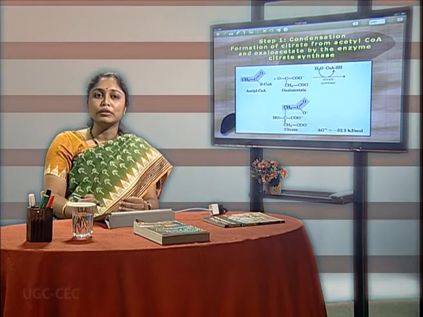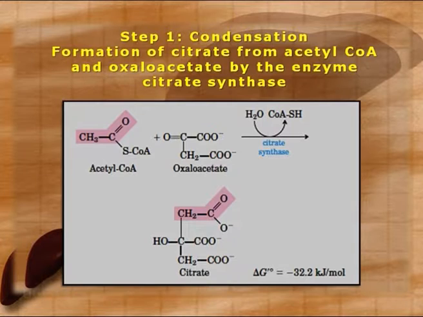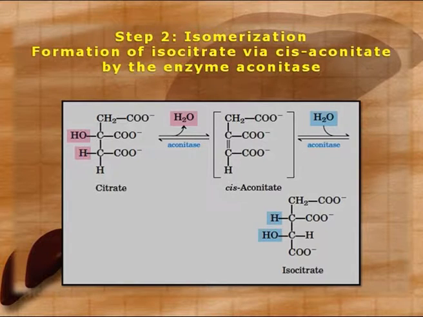The first step involves condensation of one molecule of acetyl-CoA with one molecule of oxaloacetate, and the reaction is catalyzed by the enzyme citrate synthase, which irreversibly catalyzes the reaction and forms citrate. The reaction releases a huge amount of energy. The next step is catalyzed by the enzyme aconitase or aconitase hydratase, which reversibly isomerizes citrate to isocitrate through the intermediate cis-aconitate, a tricarboxylic acid.